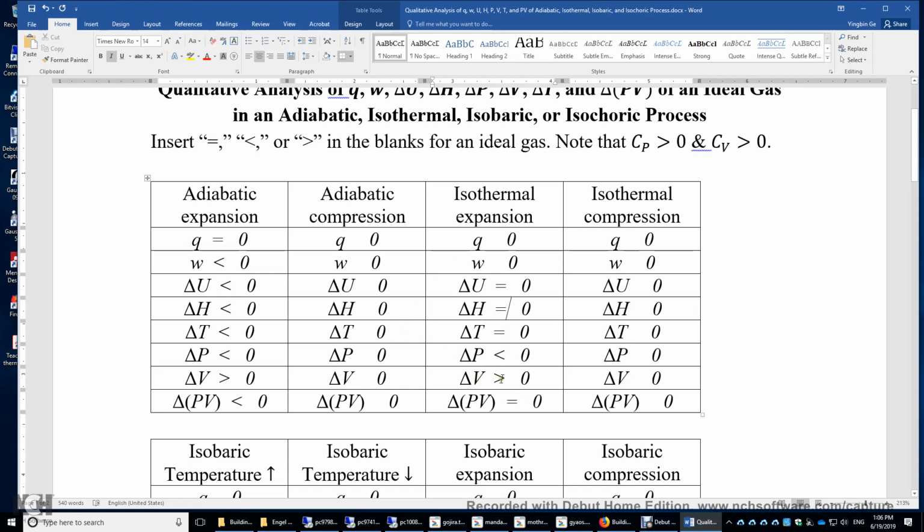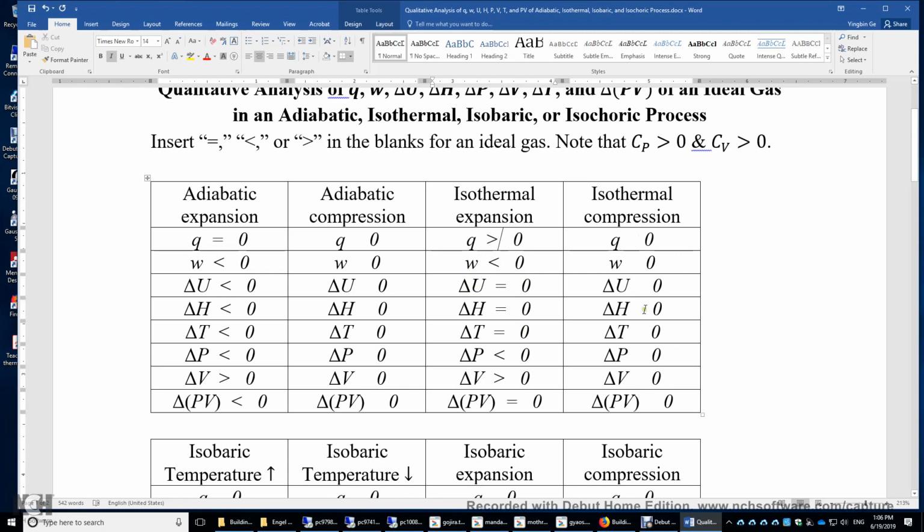Now, since volume increases, the system expands and does work to the surroundings. Therefore, work is negative. How about heat? Heat must be positive. That means the system absorbs heat from the surroundings and then does work to the surroundings. Overall, the internal energy of the system remains constant.